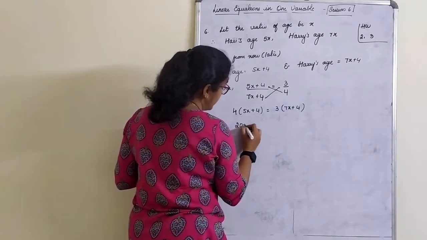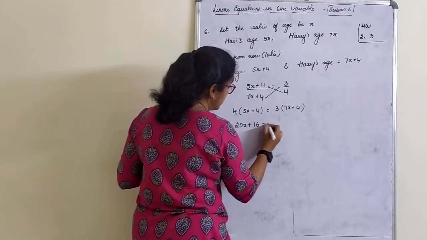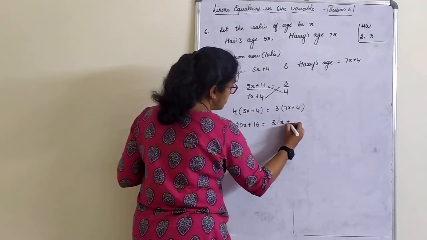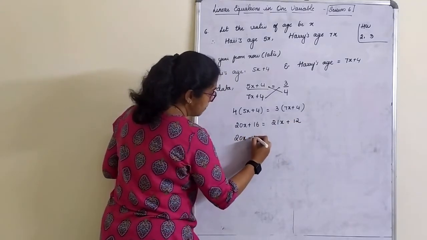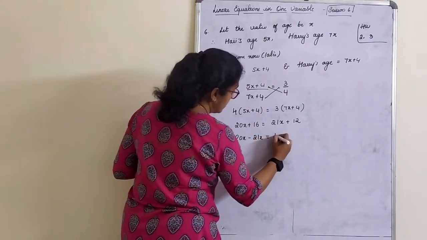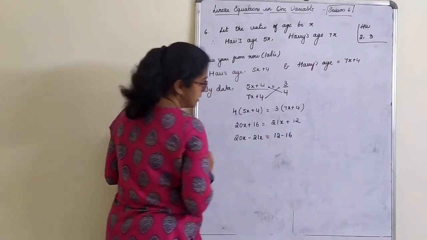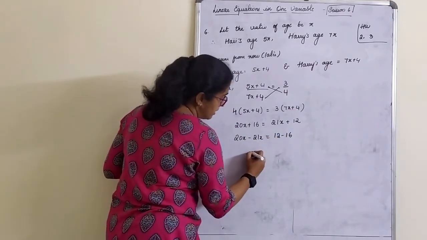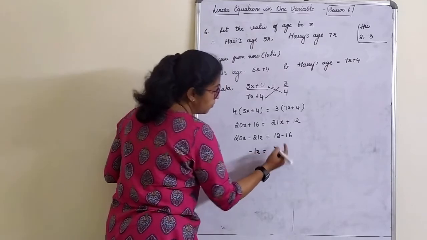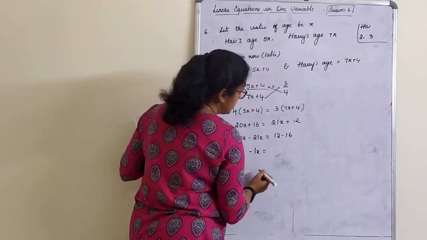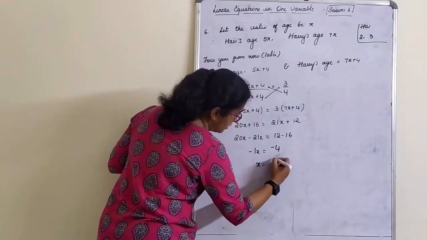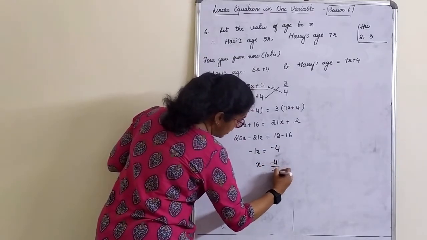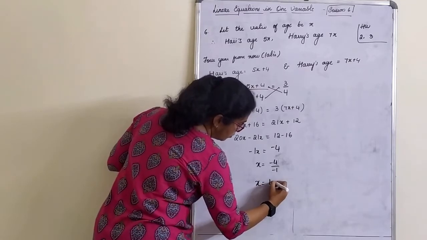4 5s are 20x plus 16. 7 3s are 21x plus 3 4s are 12. 20x minus 21x is equal to 12 minus 16. 20 minus 21 is minus 1x is equal to 12 minus 16 is minus 4. Therefore, x is equal to minus 4 by minus 1. x is equal to 4.